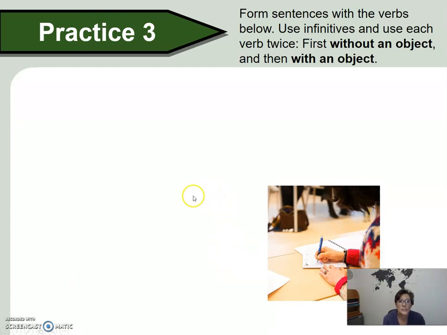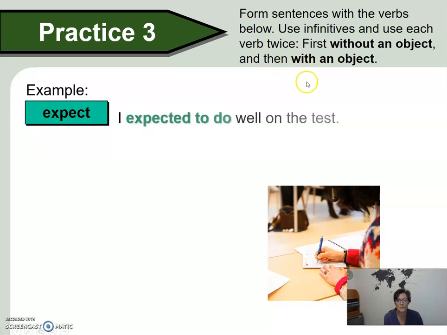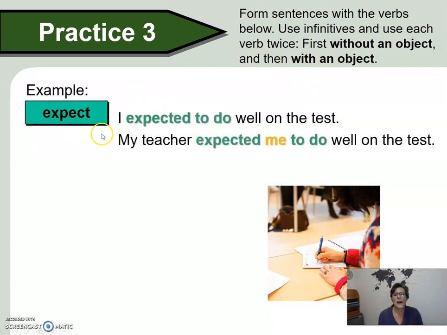Now, what I would like you to do is form sentences with the verbs below. Use infinitives and use each verb twice. First without an object and then with an object. Here's an example. Expect. I expected to do well on the test. My teacher expected me to do well on the test. In this case, the teacher is expecting an object to do something. In this case, the subject is expecting to do something.